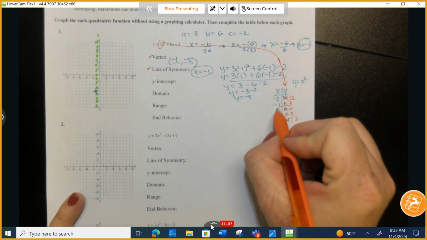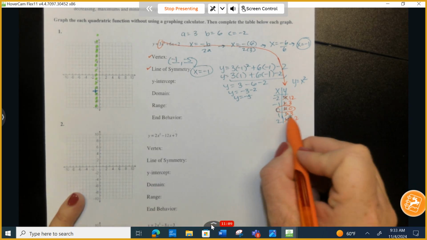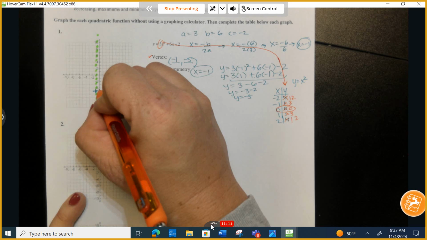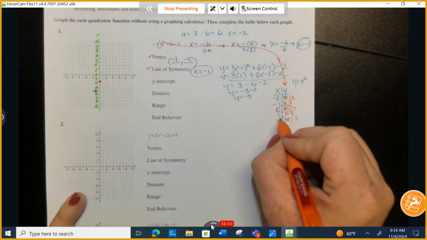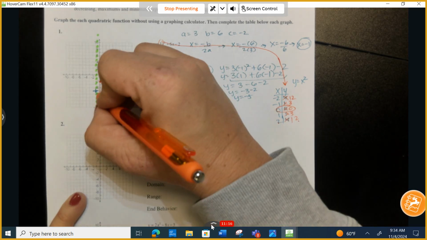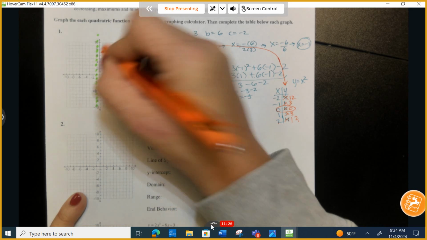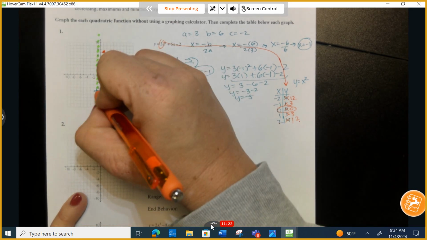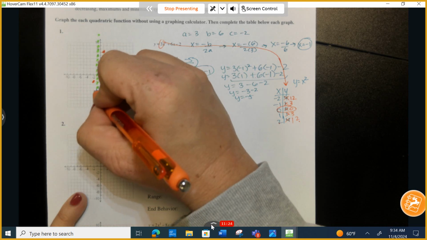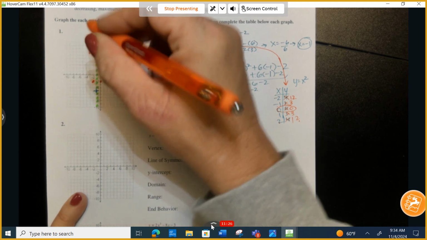What does this mean? Well, 0, 0 is always the bullseye. I'm going to go 1 to the right and 3 up. 1, 2, 3. 2 to the right of the bullseye and 12 up. So 5, 7. 1 to the left and 3 up. And 2 to the left and 12 up.